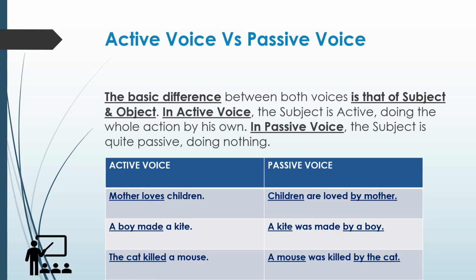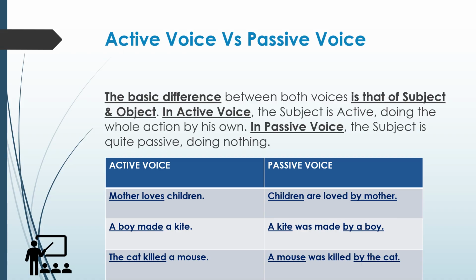Active voice versus passive voice. The basic difference between both voices is that of subject and object. In active voice, the subject is active, doing the whole action on its own. In passive voice, the subject is quite passive, doing nothing. Here we see a comparison between active voice and passive voice.